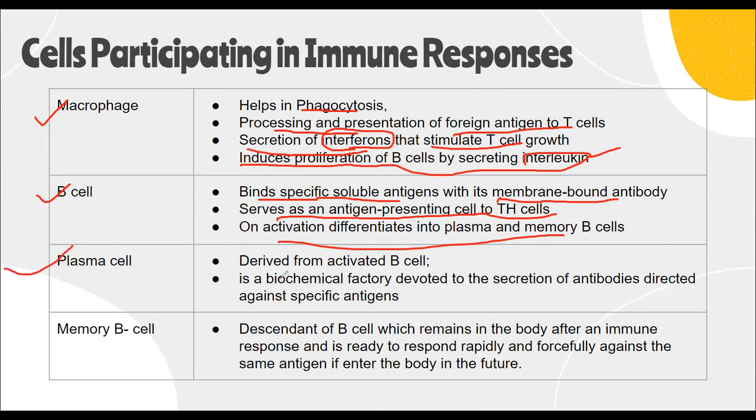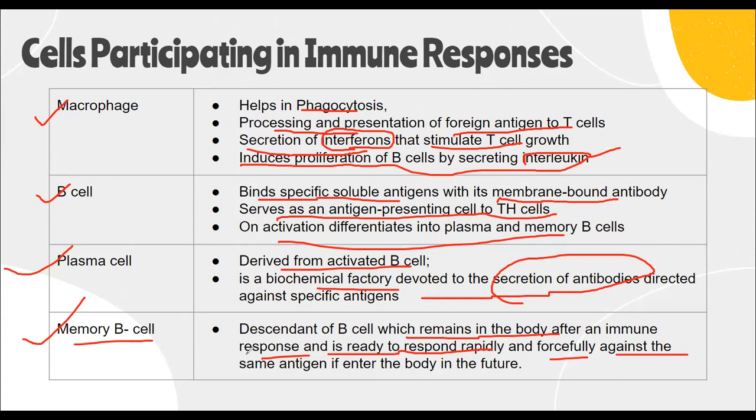Plasma cells, we know they are derived from the activated B cells. It's a biochemical factory. And the main function of plasma cells is just making and secretion of these antibodies, okay, which will help in killing the antigen. And finally, the memory cells, the name itself is telling you, the memory will remain in the body after an immune response, and it is ready to respond rapidly and forcefully against the same antigen if it enters the body in the future.